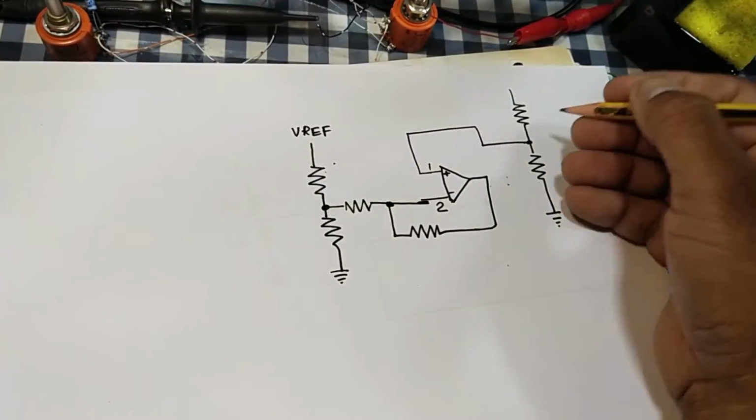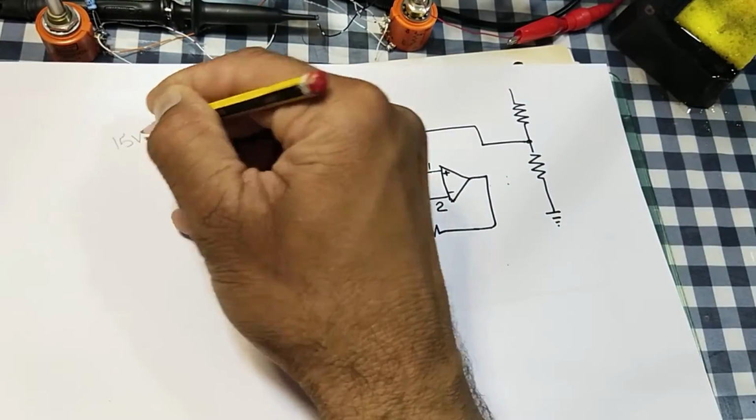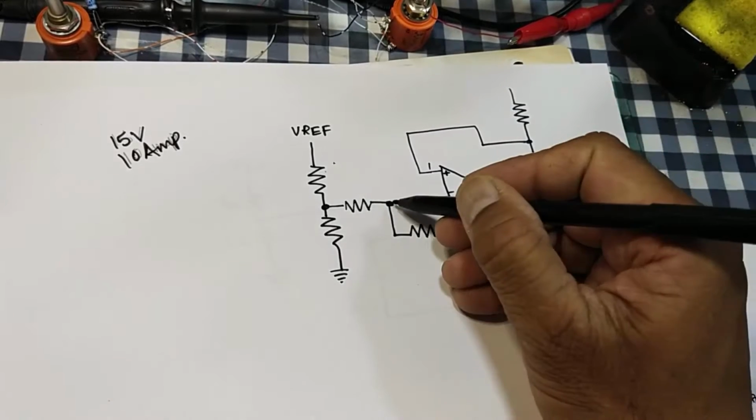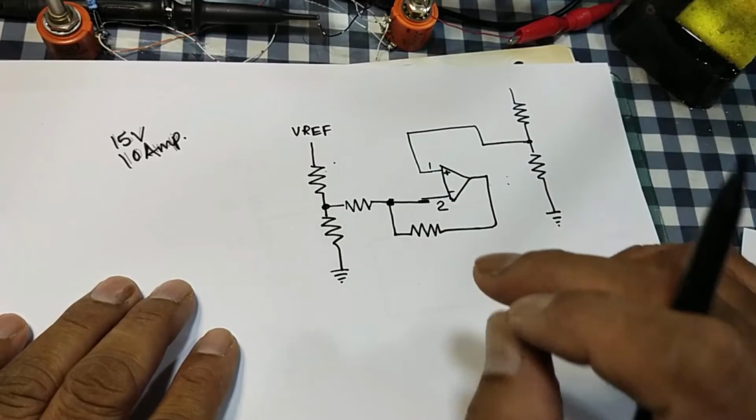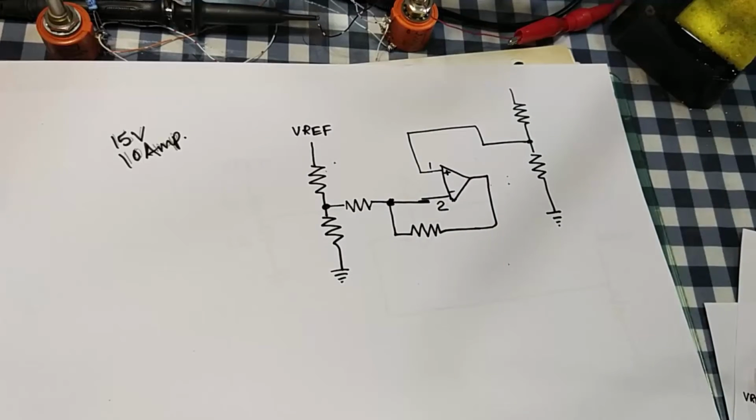For example, we need a power supply for 15 volts, 10 amperes. As we discussed, we need a sink current of 300 microamperes to 700 microamperes.